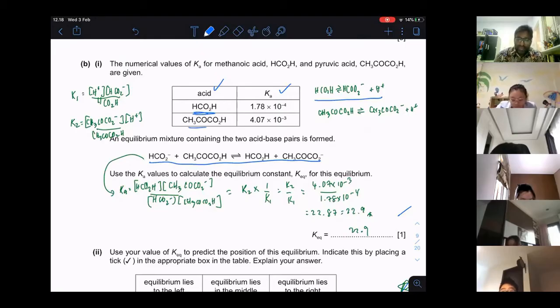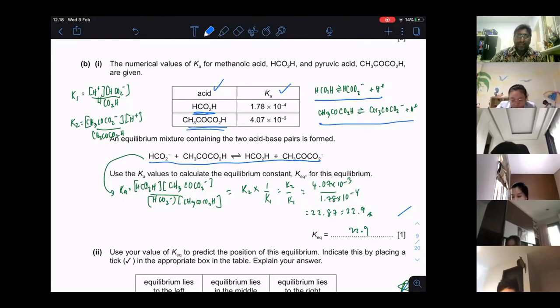This is going to be CH3CO, a carbonyl group, with the ethanoic acid. So I just write it down first. Now, if I want to write Ka, imagine this is K1 and this is K2. If I write down the expression for K1, it will look something like this, and the expression for K2 will look like that.